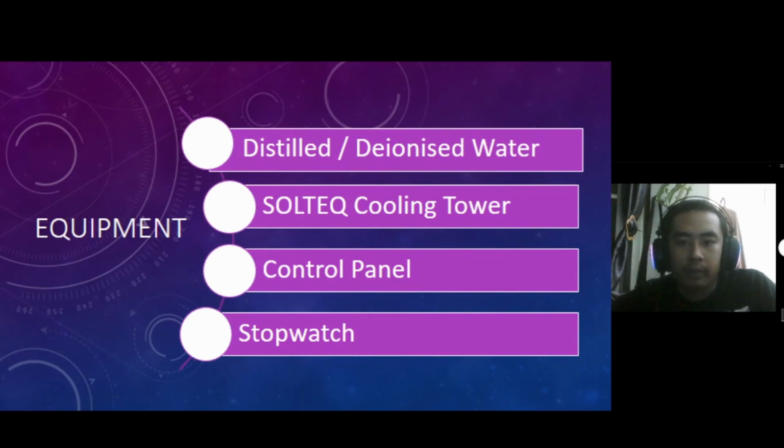Assalamualaikum. My name is Fakro Asfar bin Ahmad Husni. For my part, I'm going to present about equipment and methodology. Okay, first, the equipment for the cooling tower consists of distilled and deionized water, salted cooling tower, control panel, and stopwatch for the experiment to take the record.